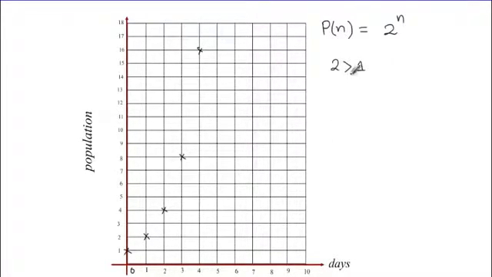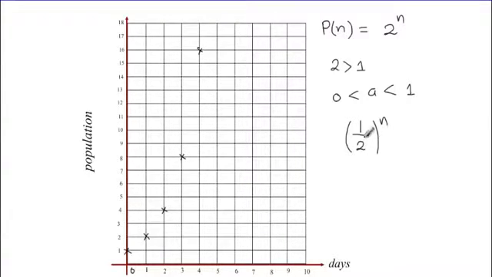So we can also consider what would happen if we take this base as a number a between 0 and 1. Now let's take, for example, half. Let's say this base was half. We would write that as 1 over 2 to the power n.